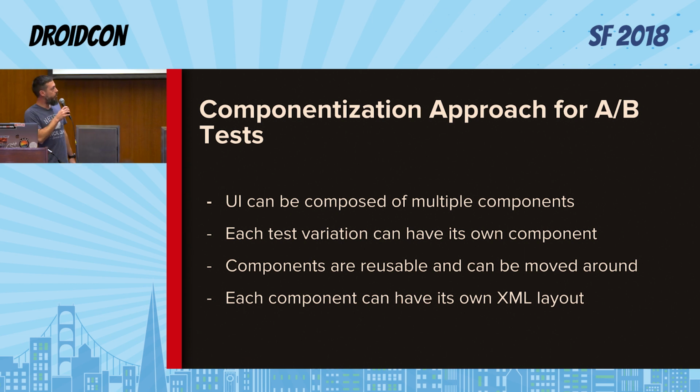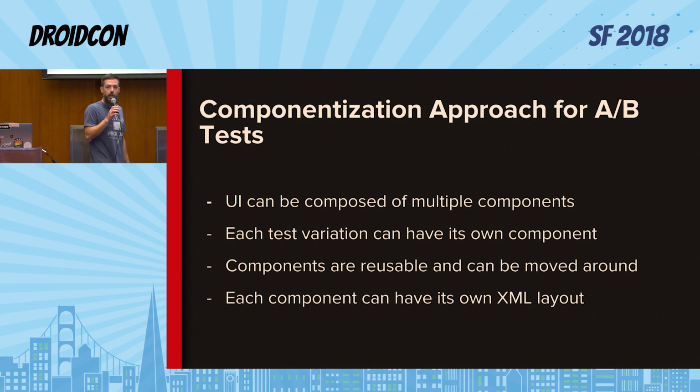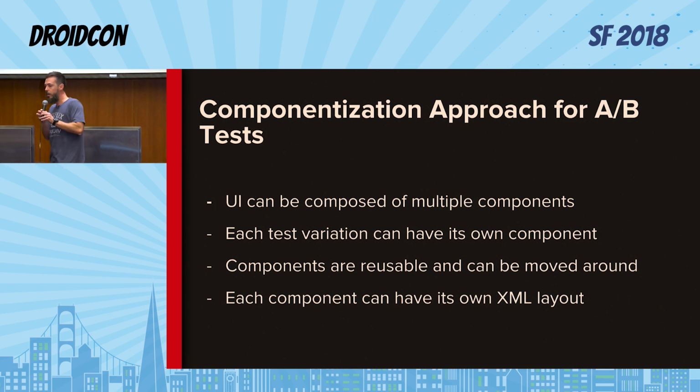One good thing with this approach is each test variation, each different user experience, can have its own component, and you can reuse the components. If you have 3 or 4 cells that you want to ship to users, you might use the same components and put them in different places. And also, you don't need a giant XML. You can have a small XML that represents that component, and then you can lay out in a different way.